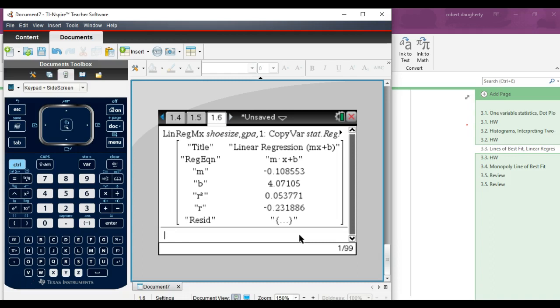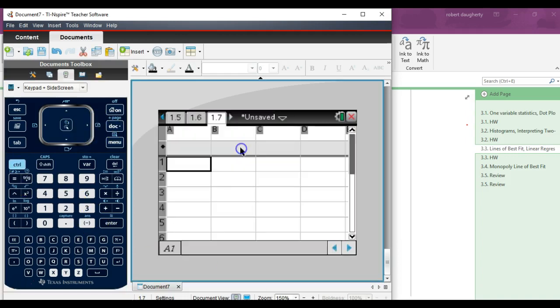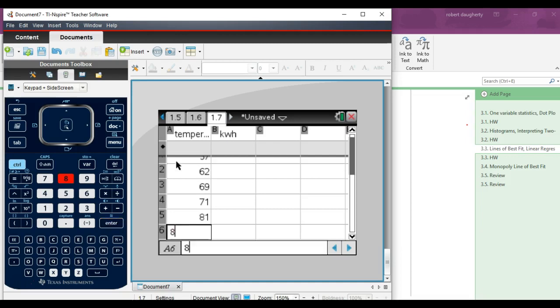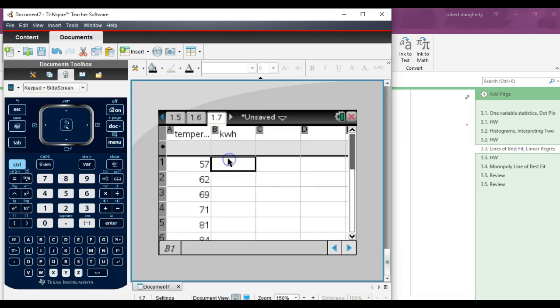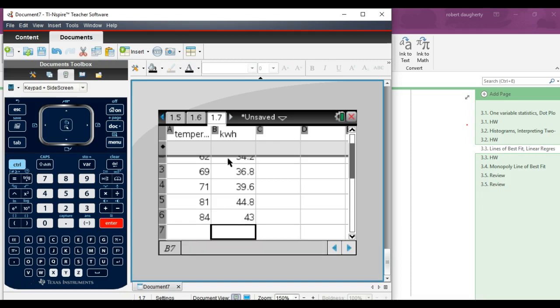I will come back over to my calculator, and let's create a new list and spreadsheet. So I've got temperature and kilowatt hours. I'll just call that electricity. When the temperature is 57, 62, 69 and 71, 81 and 84. Those would all be nice temperatures for what we've been having lately. And the usage of electricity: 32.3, 34.2, 36.8, 39.6, 44.8, and 43.